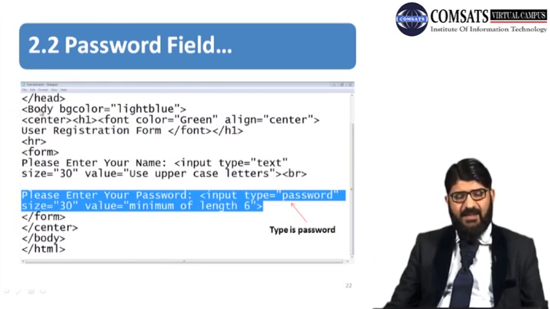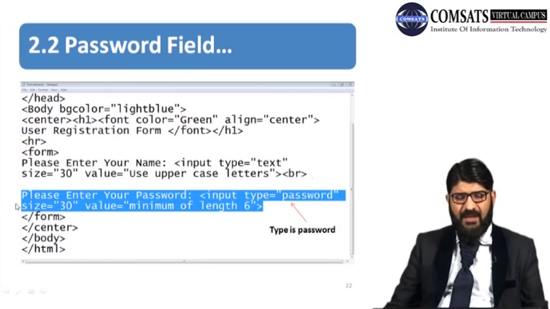Heading start, the background color is given, and then it's centered, that is a heading 1, User Registration Form. Then a complete new line is created with the HR tag, and then the form starting tag is mentioned. Now the text is mentioned, please enter your name. This is the text that will appear, and the type is text, and then the size is 30 and the value is use uppercase letter.